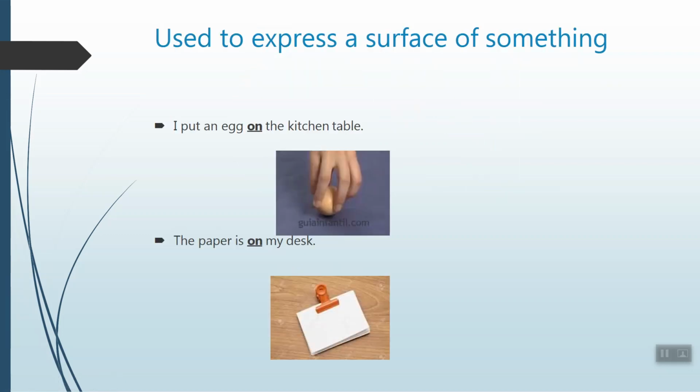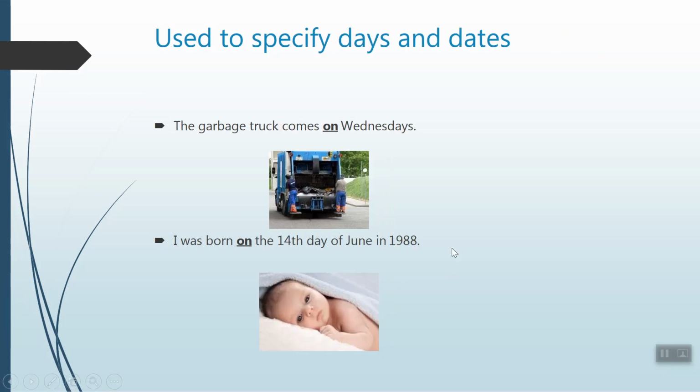Also we have on, used to express the surface of something. I put an egg on the kitchen table. The paper is on my desk. The laptop is on the table. It is on the bed. On is also used to specify days and dates. The garbage truck comes on Wednesdays. I was born on the 14th day of June in 1988.